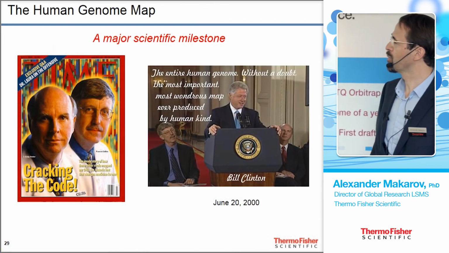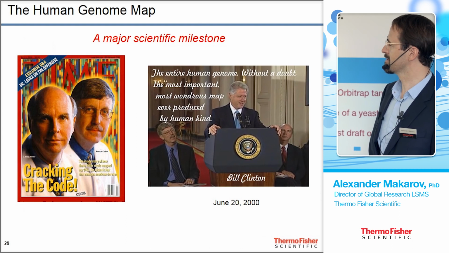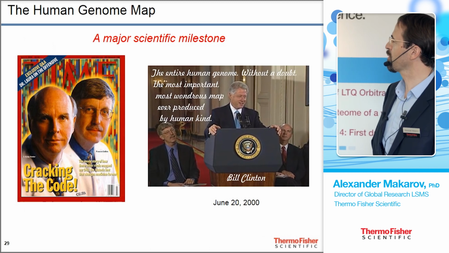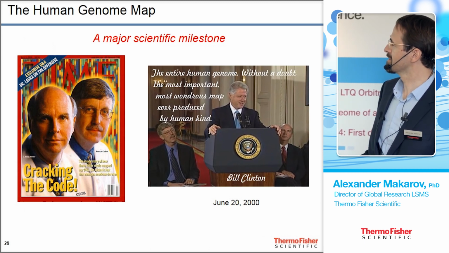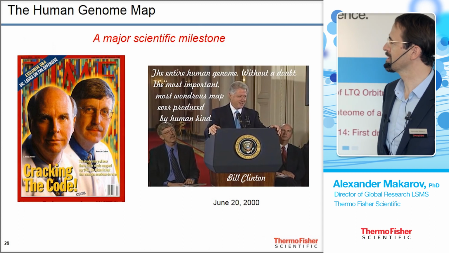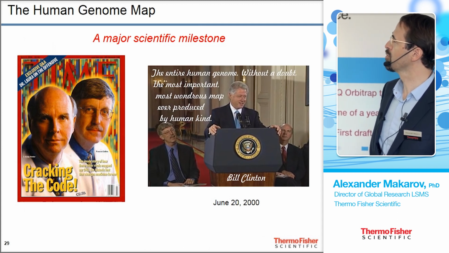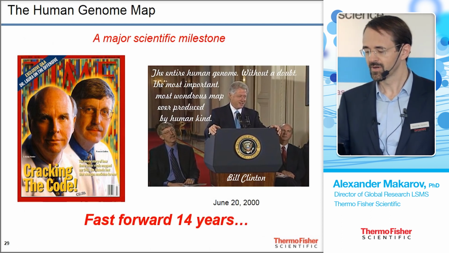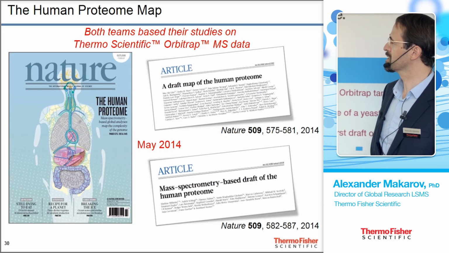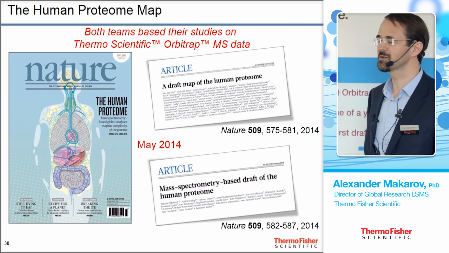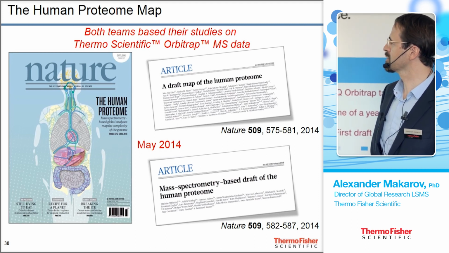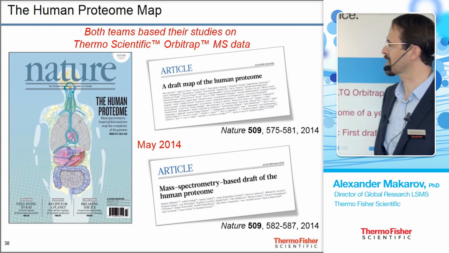And of course, here we come to the celebration which we are going to have tomorrow, which is the completion of the human proteome. And this, of course, rings the bell in connection with the original celebration of human genome completion back in the year 2000. And now, many years later, we have two papers, some of whose authors are sitting here, which show the completion of the first draft of the human proteome, and both teams base their studies on Orbitrap mass spectrometry.